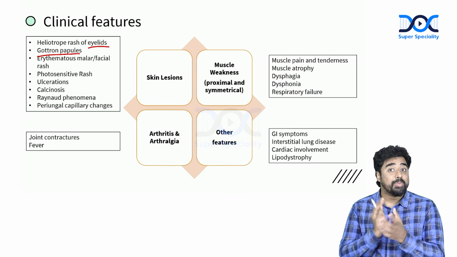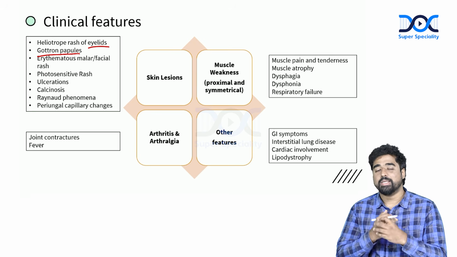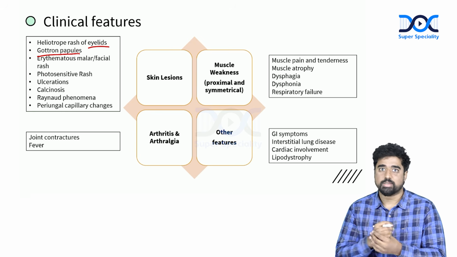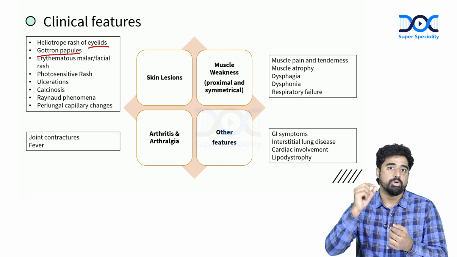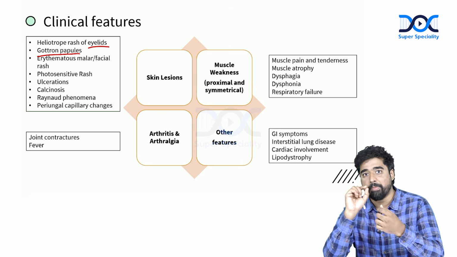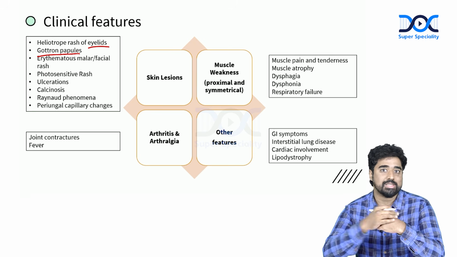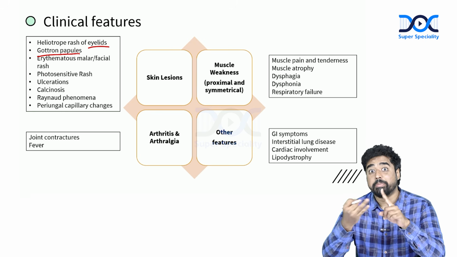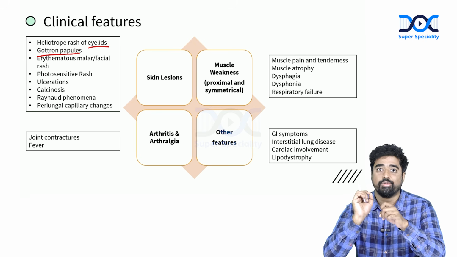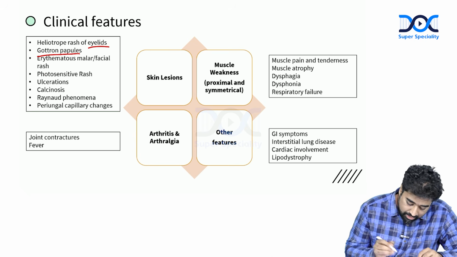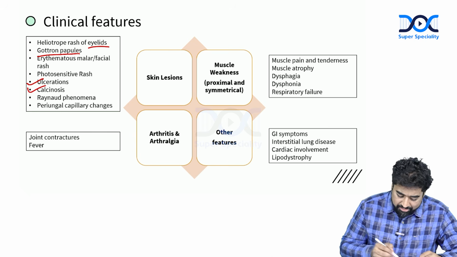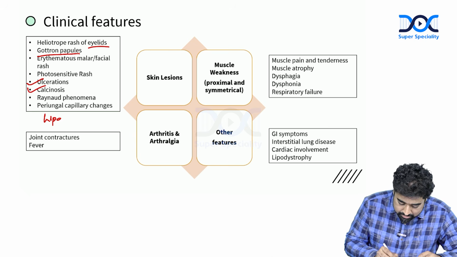Apart from that, especially in children, when compared to adults, there is a lot of vasculopathy that occurs. Vasculopathy is abnormality or pathology of the microvasculature. This vasculopathy leads to certain skin manifestations. What are they? Ulcers, lipodystrophy, calcinosis, very, very important. These are very, very important manifestations, even lipodystrophy as well.